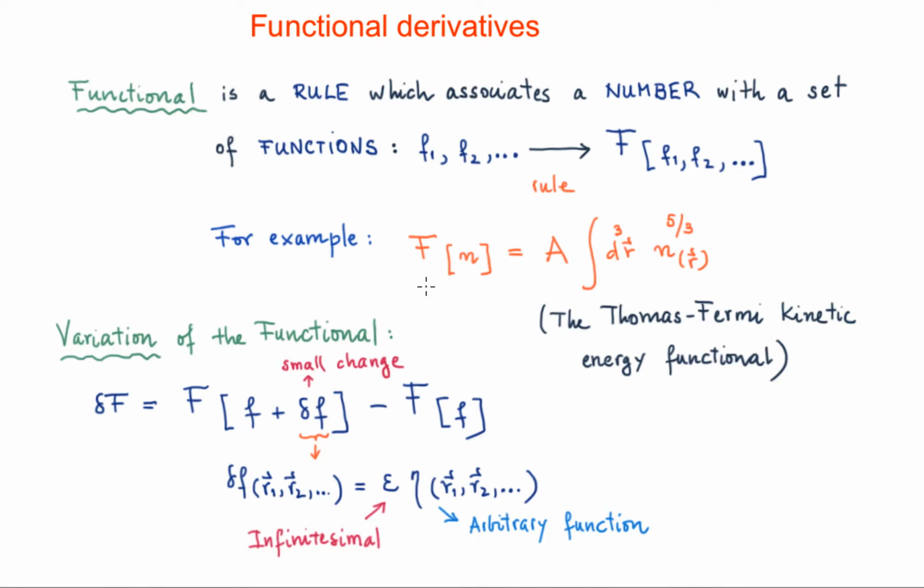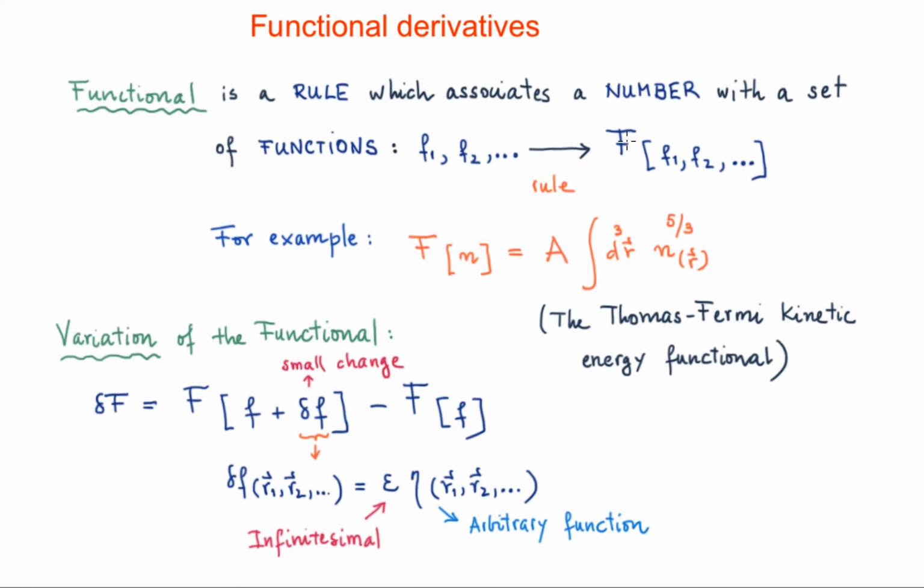For example, here we have the functional as a function of the electronic density, which is given by that expression. This is the rule here. For example, this is the Thomas Fermi kinetic energy functional, which will be defined in the Thomas Fermi model, which is considered a first kind of density functional approximation. And we'll use that as a reference in order to calculate the first order and second order functional derivatives of this functional.